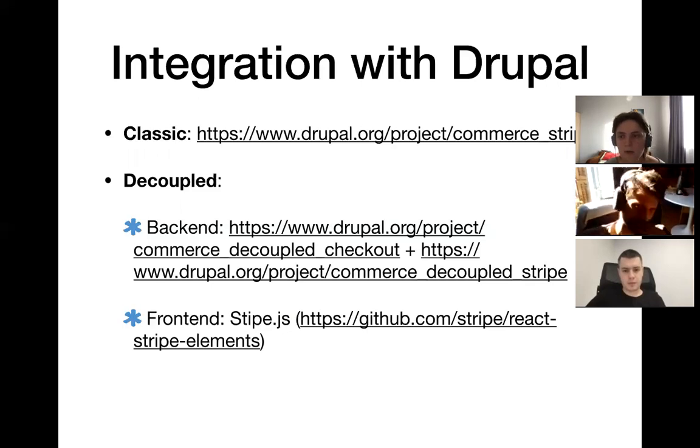Commerce Decoupled Stripe will manage everything related to creating intents, sending back the client secret, and then confirming an order when everything went well. And on the front end, sorry about the typo in the Stripe name, it's Stripe.js. If you use React, you can pick the React Stripe Elements library. Its recent version, again, is compatible with intents, and all the API is available for you to experiment. It can be any look and feel, it can be any flow.